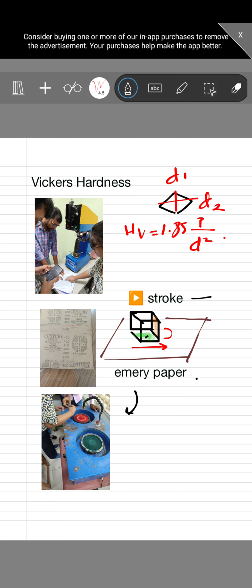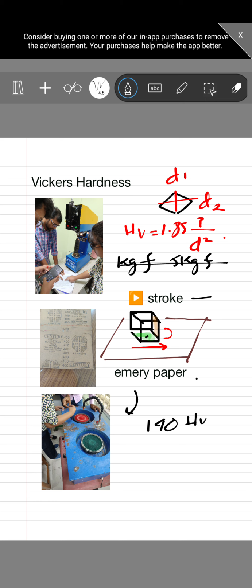And this force is mainly in kg, so the pressure applied is in kg force. If a 5 kg weight is being applied, the force it creates is 5 kgf. That means you need to multiply it by 9.8 meters per second square. So this is how the Vickers value is obtained. In the case of the mild steel, we get a hardness of about 140 HV.